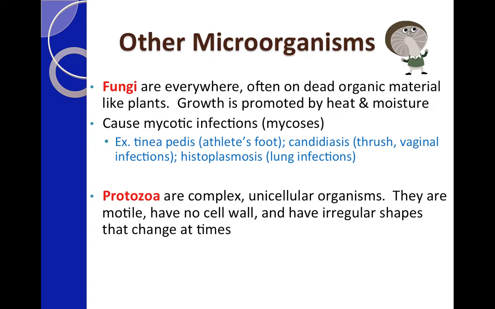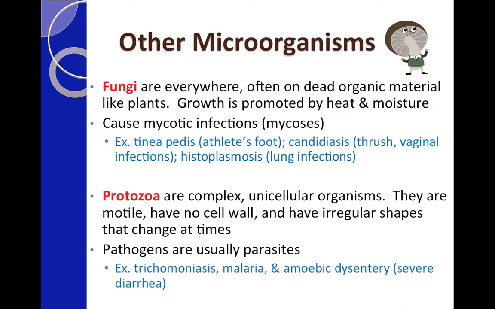Protozoa are complex unicellular organisms that are motile. They have no cell wall. They have irregular shapes and can change at times. Some examples of common protozoa: malaria is an example of a plasmodium, a type of protozoa. Amoeba, a certain amoeba, amoebic dysentery causes severe diarrhea, and trichomoniasis as well. So those are 3 examples for you.